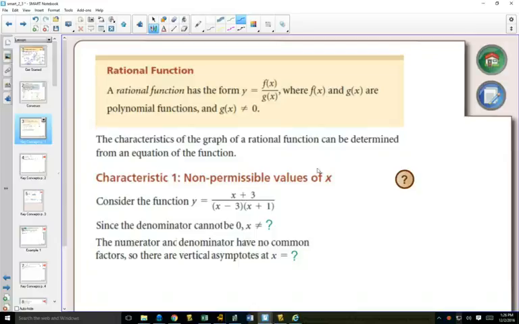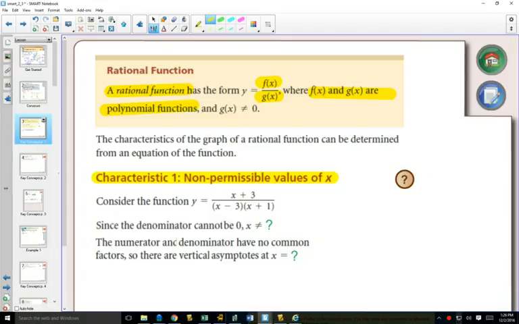If you want to highlight the definition of a rational function, it has a function over a function where both f of x and g of x are polynomial functions. So you have a polynomial divided by another polynomial. That makes it a rational function. And now we are going to look at the groups that we had before and do some characteristics of rational functions.